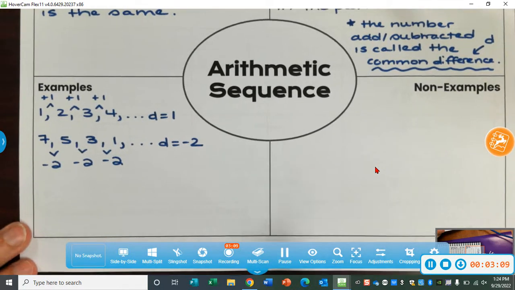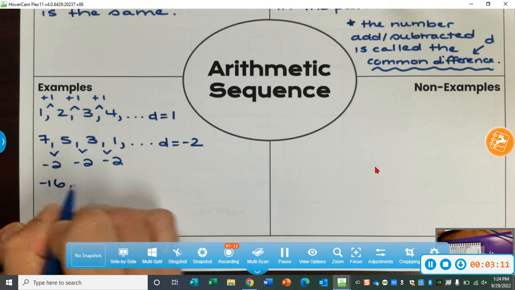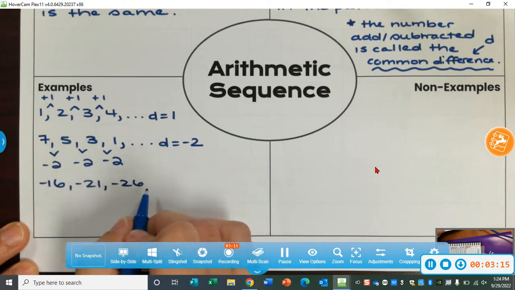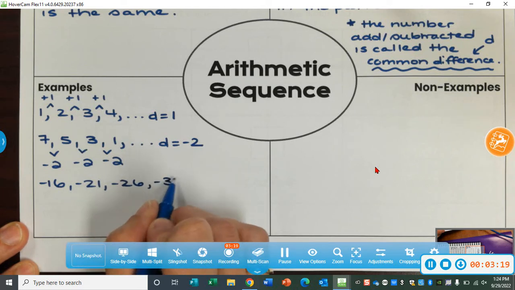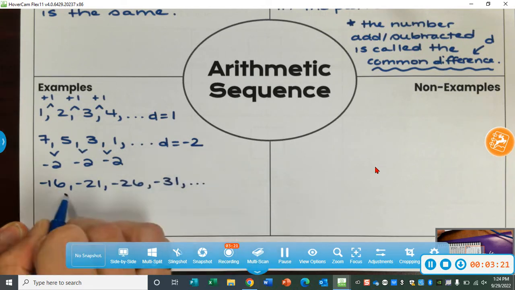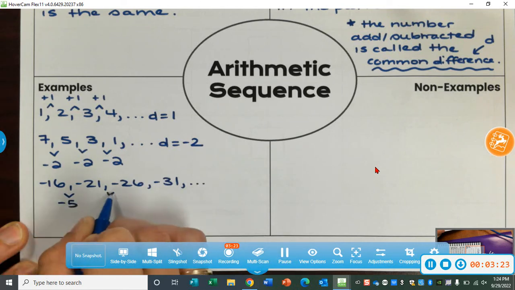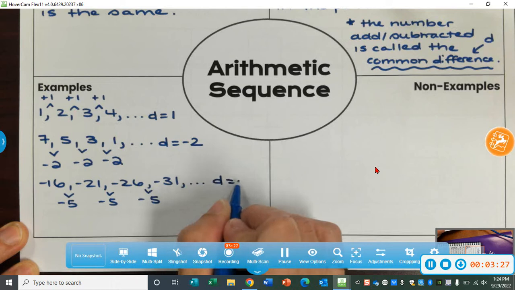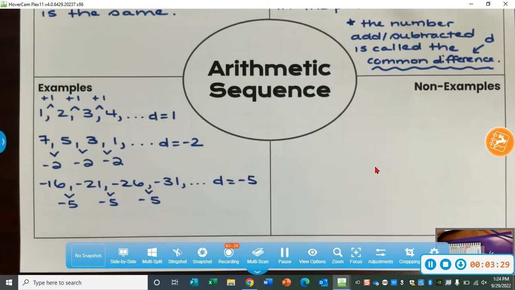And another example might be -16, -21, -26, -31. So here we have to go -5, -5, -5. So D would be negative. The common difference is -5.